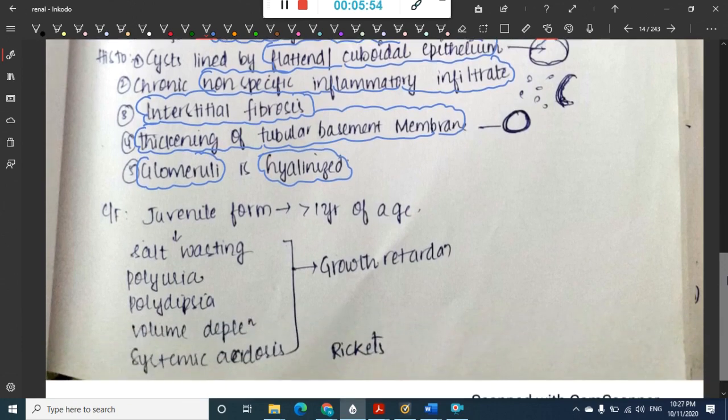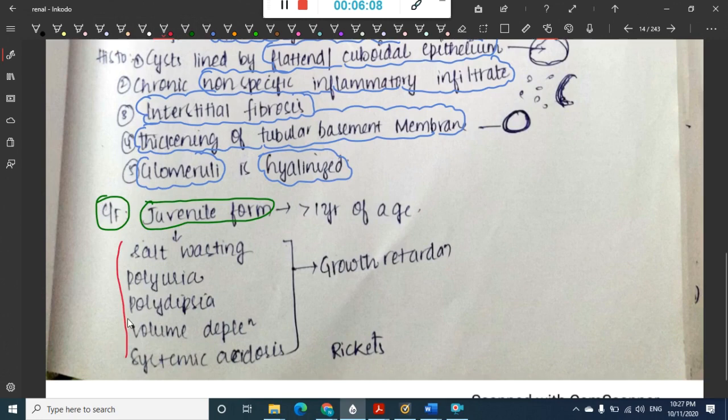I'll show you the picture. Then if you see the clinical features, as I have said, we have the juvenile form, adult form and infantile form. In the juvenile form there is salt wasting, polyuria, polydipsia, volume depletion and systemic acidosis. All these will lead to growth retardation, which is the main important feature, and there is rickets.